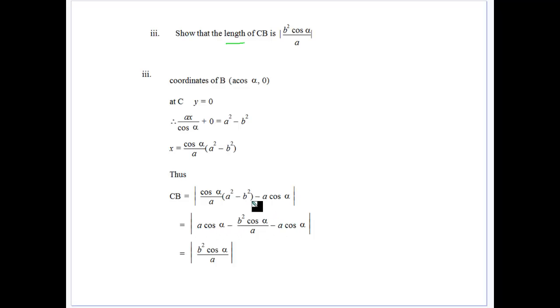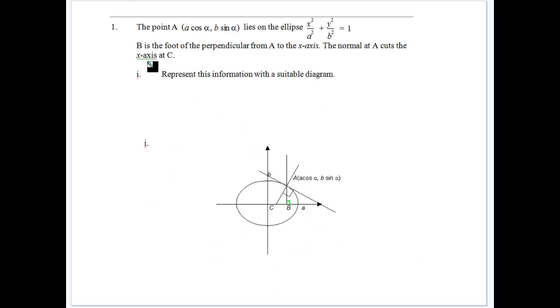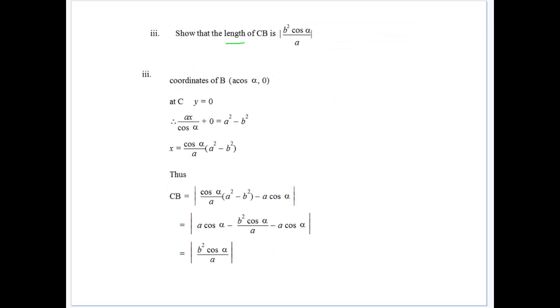And we do our manipulations, we expand it out, and we get the A cos alpha cancelling, we get B squared cos alpha on A. So that's how we get that. We just found our coordinates of B and C and took the absolute value because we didn't know whether B's inside C or outside of C. We weren't too worried. If we want to find the length, it's an absolute value.